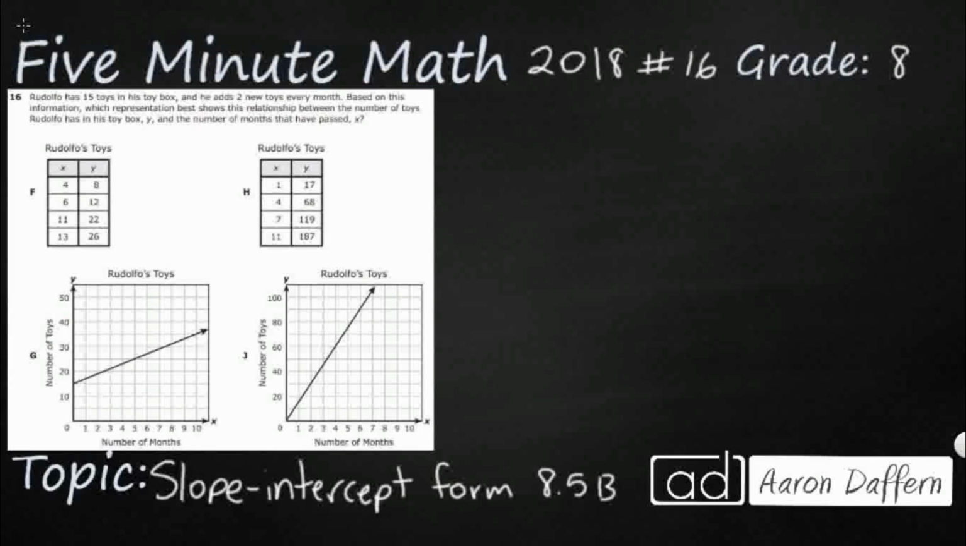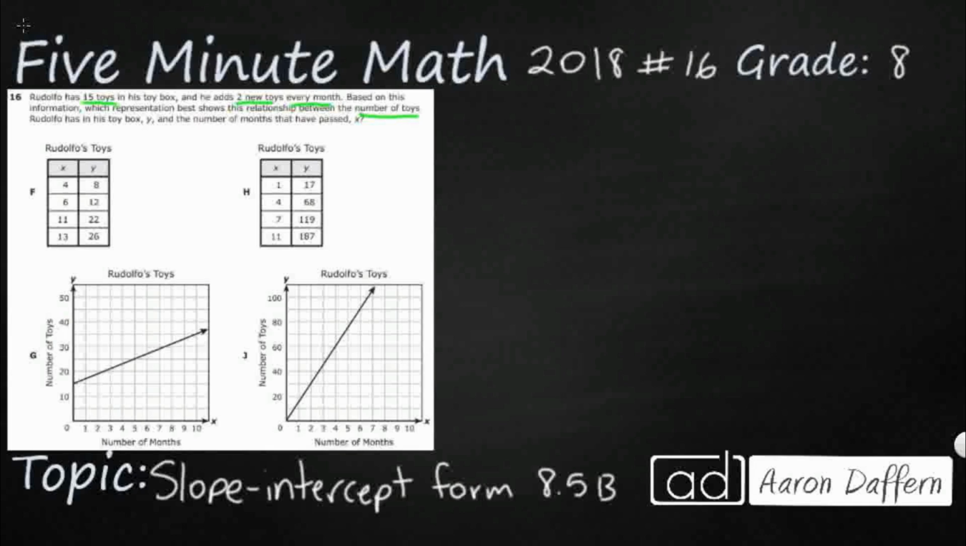All right, so Rodolfo has 15 toys in the toy box, and adds 2 new toys every month. And that's it. That's all the information we get. Based on this information, which representation best shows the relationship between the number of toys?